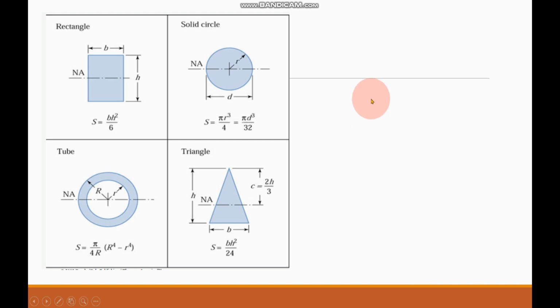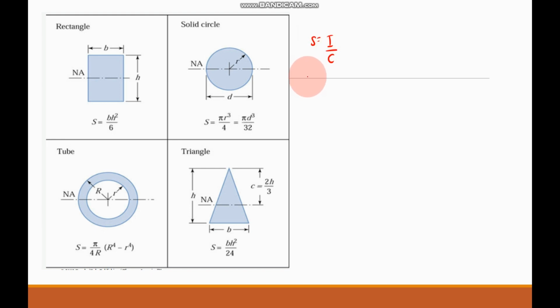So this is now the section modulus of the standard structural shapes. So no need naman na i-memorize nyo itong mga formula for section modulus, because as long as you know the moment of inertia, pwede nyo siyang i-derive. So section modulus, right, is equal to I all over C. So let's try for the rectangle.